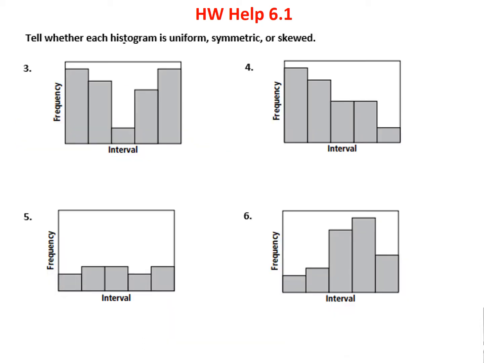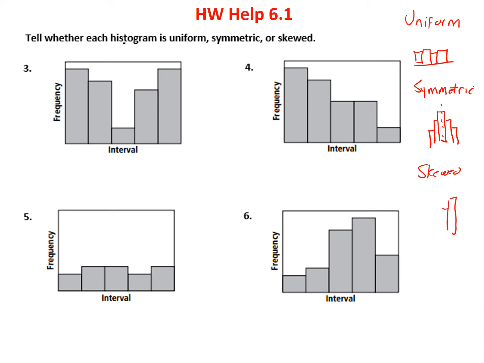Problem 3 asks us to tell whether each of these histograms is uniform, symmetric, or skewed. If you remember our definitions, to be uniform means that they're all about the same. So if I had boxes like this, all pretty much the same. To be symmetric means that they kind of have a center point and each side has about the same amount. In other words, if I have a big center like this and then each side is about the same around that, that's called symmetric. To be skewed means that I might have a high point here, but I tend to have more on the other side. There's more on the left here, so this is skewed to the left.